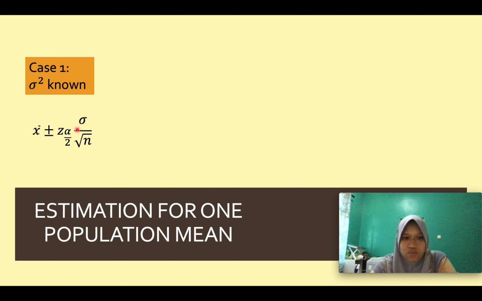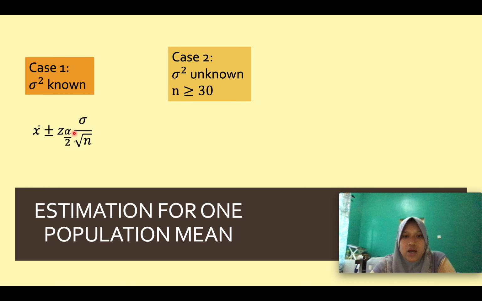Okay, so why do we use z? Because you are given the value of the population variance or population standard deviation. That's why here it uses sigma, and then we use z. Case number 2: when the variance of the population is unknown and the sample size is greater than or equal to 30, a large sample size. The formula is x bar plus minus z alpha over 2 s over square root n.